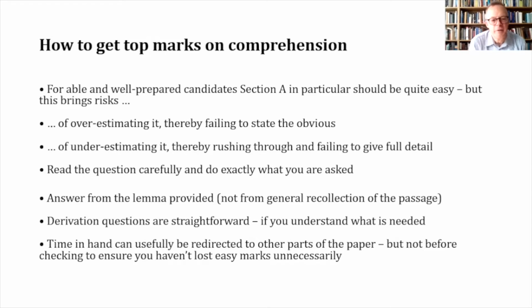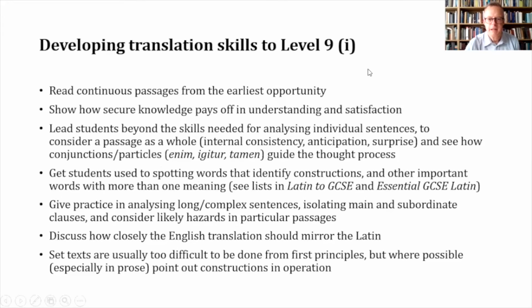The converse risk, kind of underestimated. Think, oh, this is ridiculously easy. I mean, clever boys are particularly, I think, prone to this, just rushing through, rather despise it, but fail to give full detail and then lose marks. Read the question carefully, do exactly what you're asked. Obviously, that applies to all exams, really. Answer from the lemma provided, not a general recollection of the passage. Derivation questions are straightforward, as long as you understand what is needed. You need to think of an English word that's derived and then from the Latin, and then say what that means. Time in hand can be usefully directed to other parts of the paper.